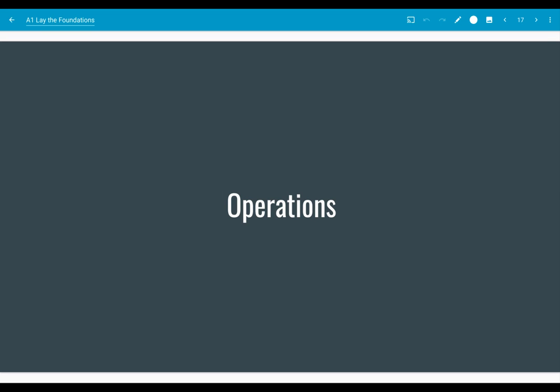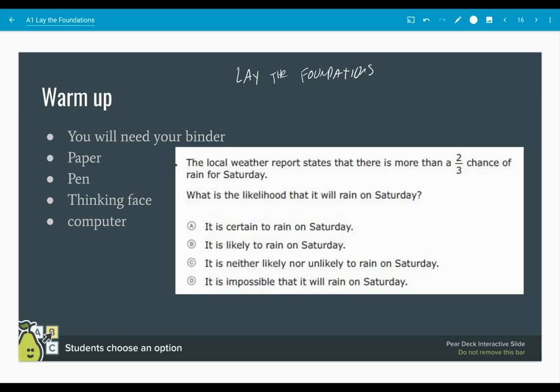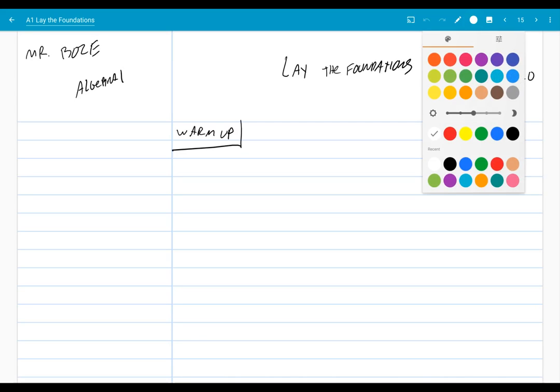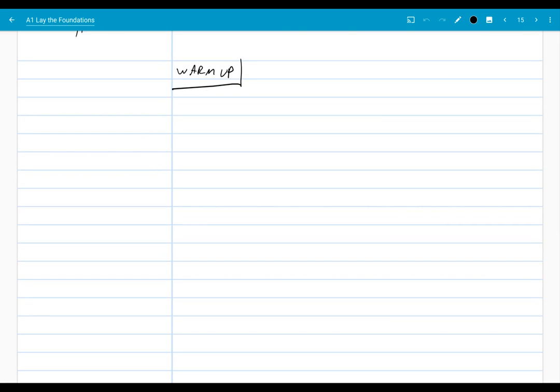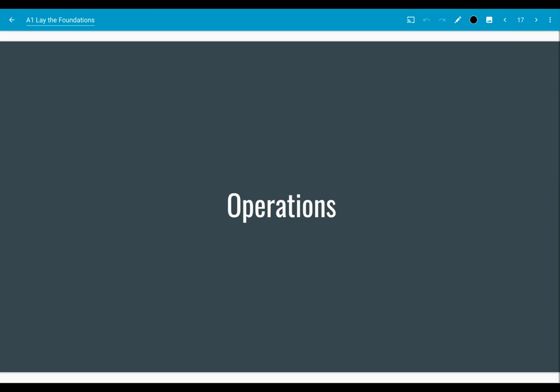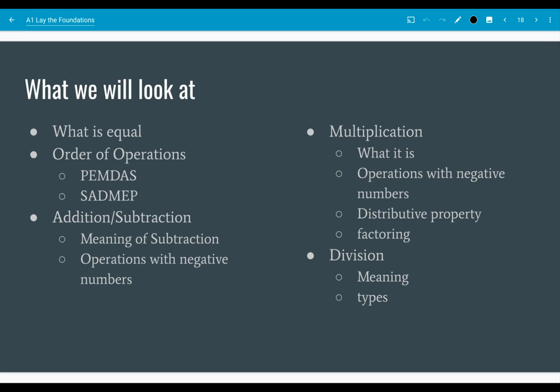So what we're looking at today is operations. So what you should do is, after your warm-up in your notes, you should put operations. Okay. So what we're going to start with, we're going to look at what is equal and talk about what that means. We're going to review order of operations. We're going to briefly review addition and subtraction and the meaning of that. Look at multiplication and look at division. Most of this should be a review, but we're making sure we're all starting from the same place.